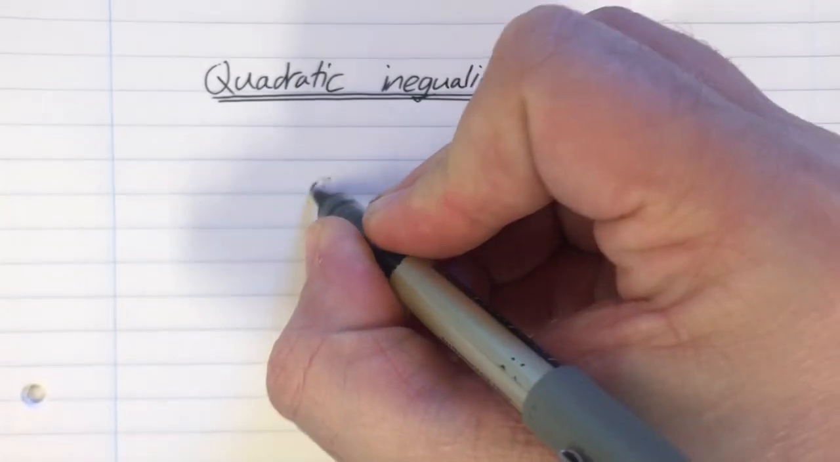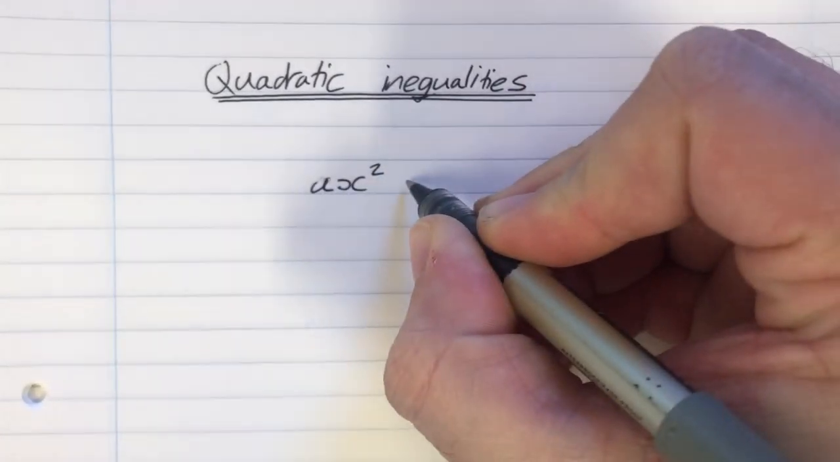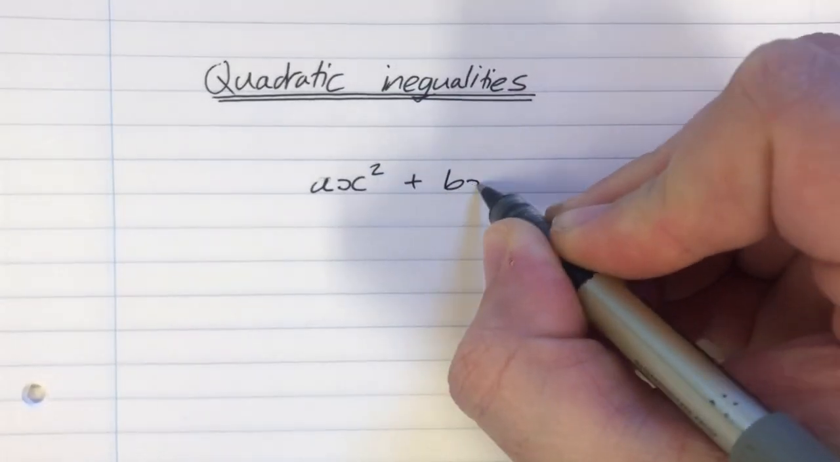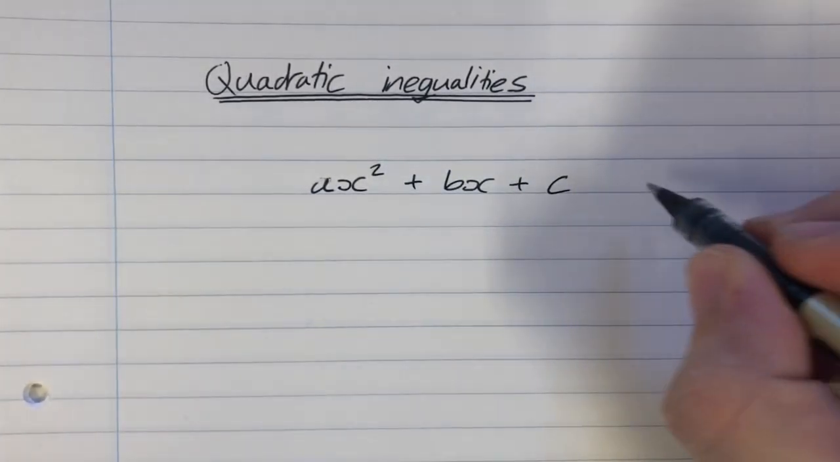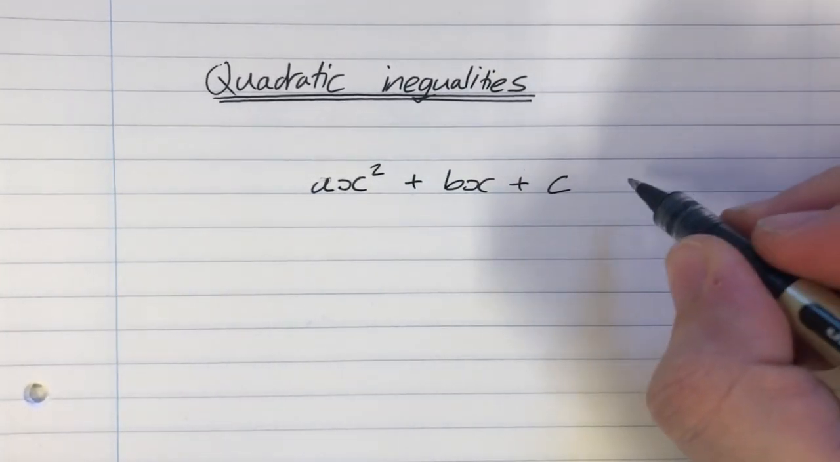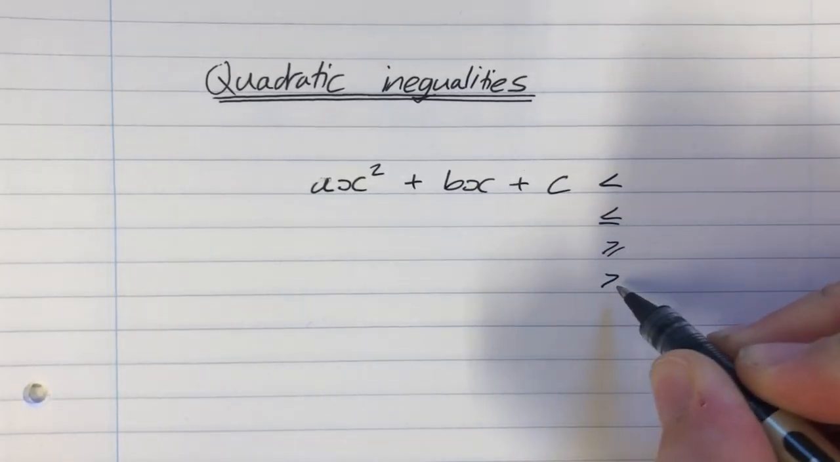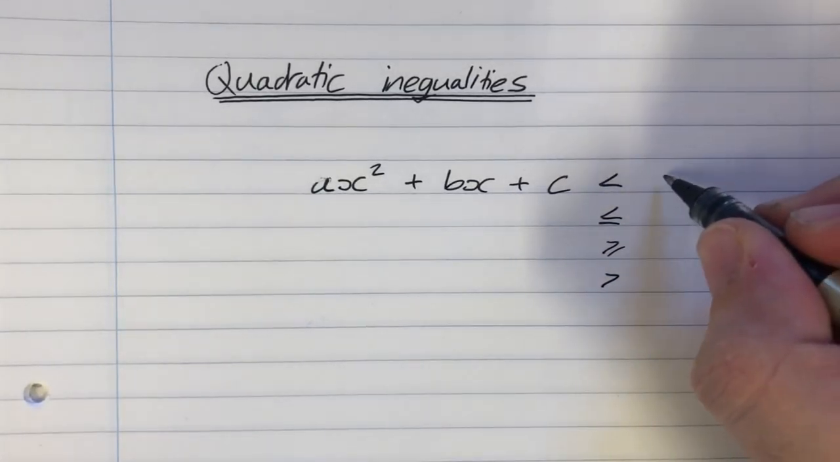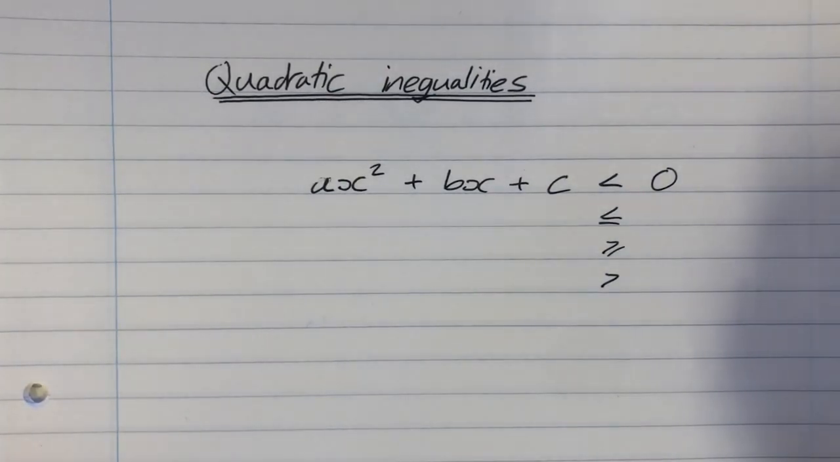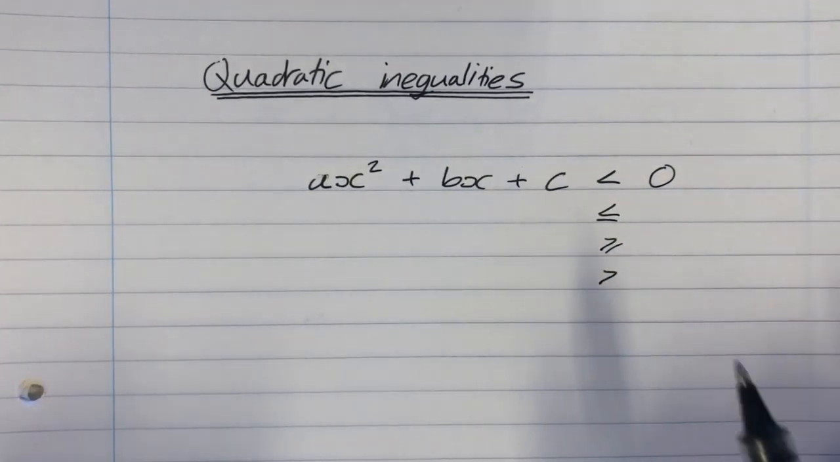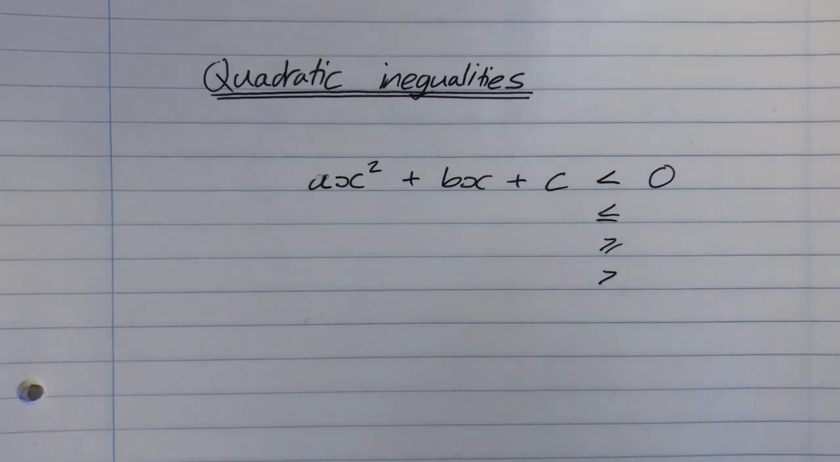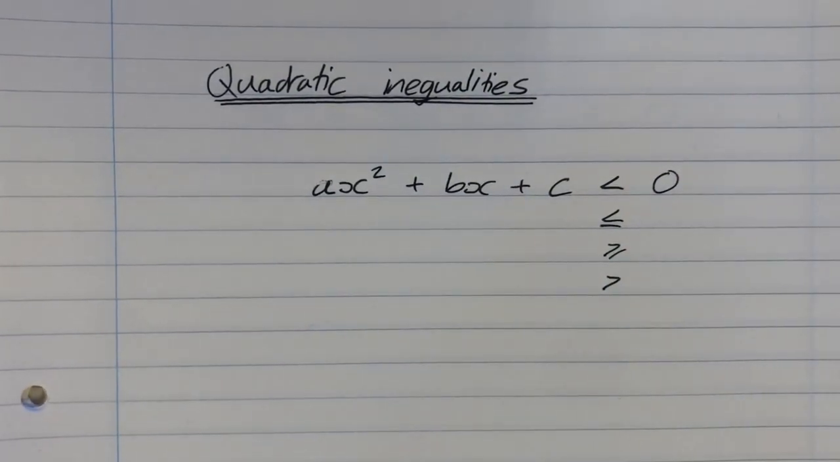A quadratic inequality can be written as ax squared plus bx plus c, and then an inequality symbol, which is one of these four: less than, less than or equal to, greater than or equal to, or greater than, 0. A quadratic inequality can be rearranged to arrive in this form.